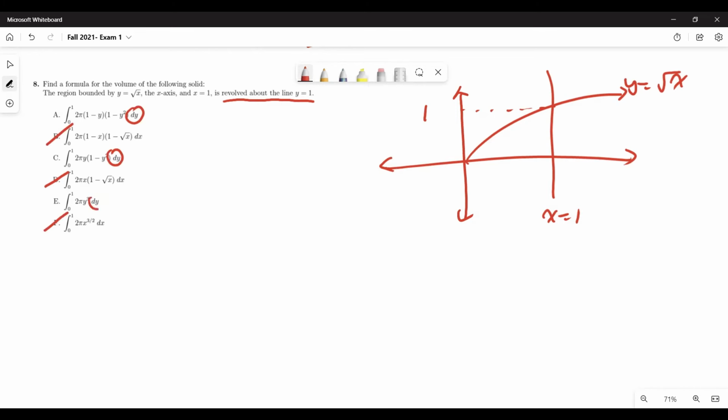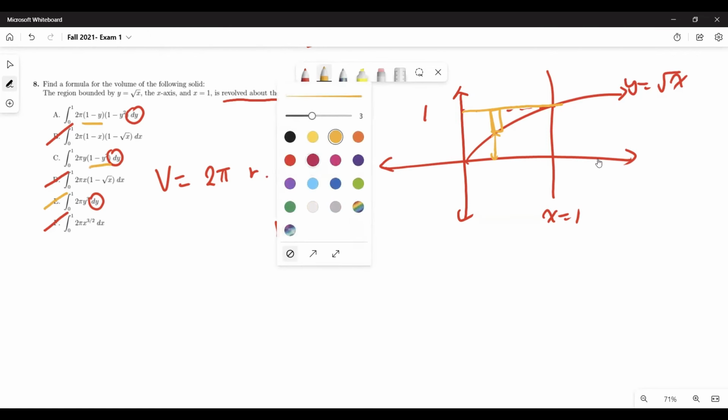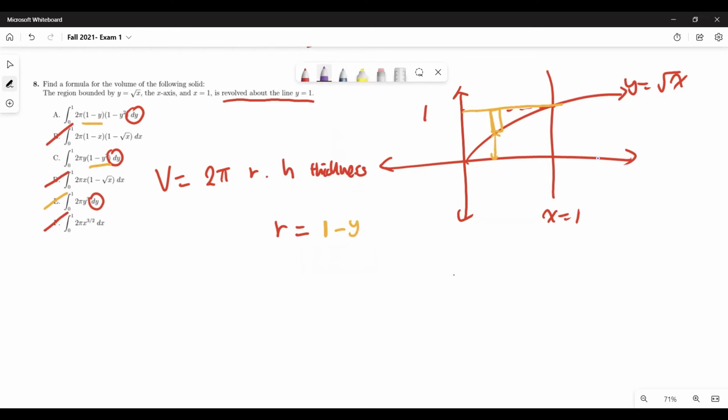Okay. And then let's find the radius and the height. The shell method is V equals 2 pi, radius, height, and then thickness. So in here, we want to find the radius. The radius is 1 minus y. So this much. We want to find this much. So r is 1 minus y. Okay, we have 1 minus y. And then we want to find the height. So height is this much.